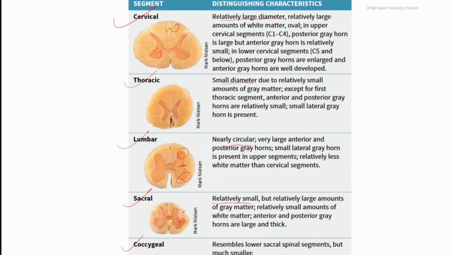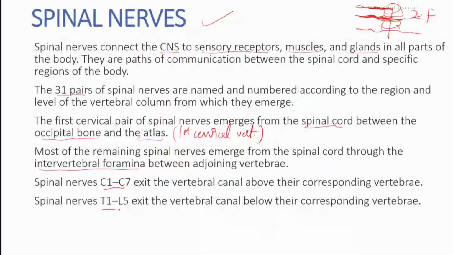These are various segments and the distinguishing characteristics. The cervical segment has a relatively large diameter. The thoracic is small in diameter, but the white matter is in a higher amount. The lumbar is nearly circular, and the sacral has a higher amount of gray matter, and the coccygeal resembles lower sacral spinal segments and is very much smaller.